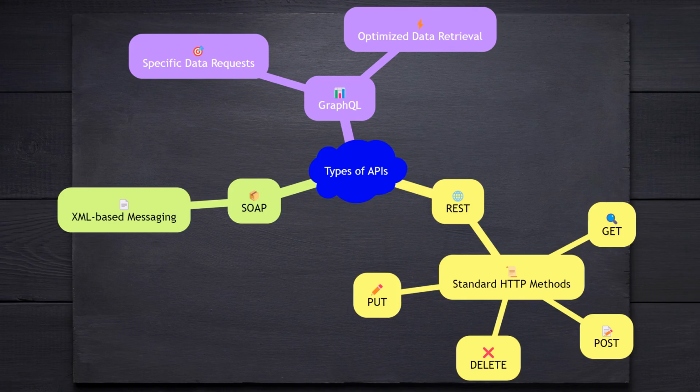REST, representational state transfer, APIs are the most common, using standard HTTP methods like GET, POST, PUT, and DELETE. SOAP, simple object access protocol, APIs use XML-based messaging for communication. GraphQL APIs allow clients to request specific data structures, optimizing data retrieval. Understanding these types helps in choosing the right API for your needs.